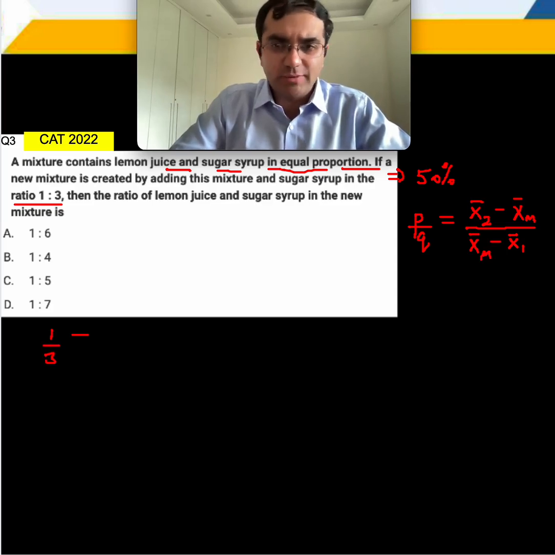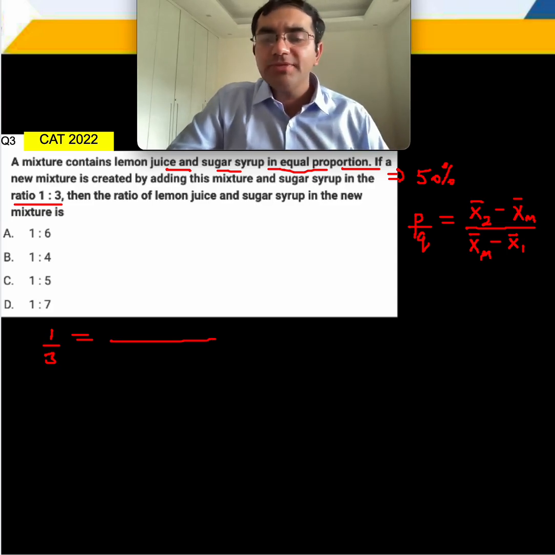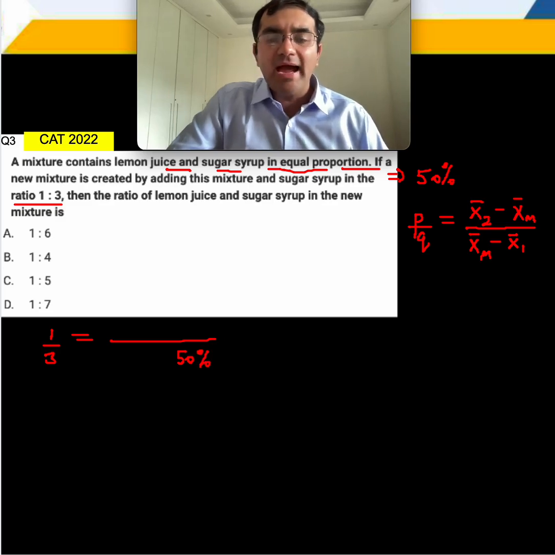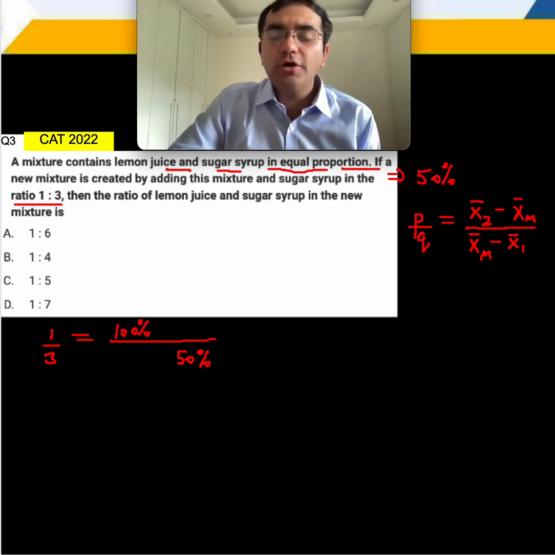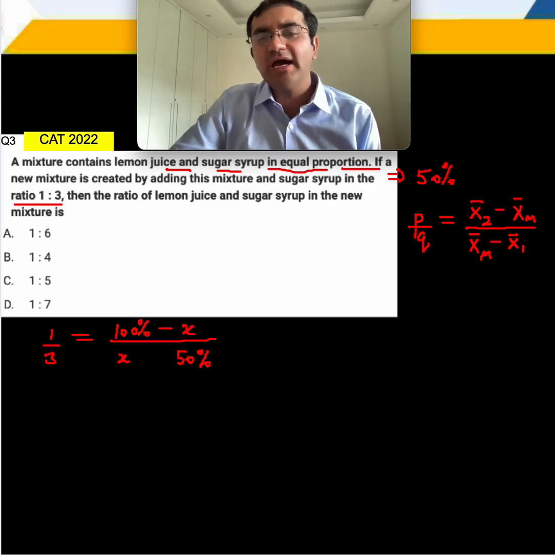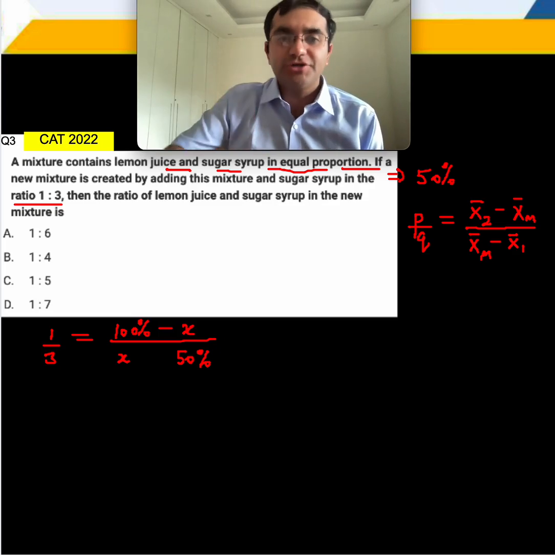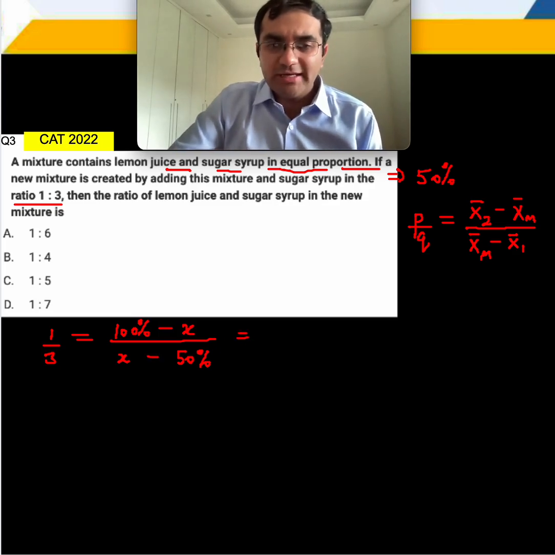Ratio of mixing is 1/3 is equal to the first mixture has concentration of 50%, so that will come last, that's x1 bar. And sugar syrup is the second mixture, that is completely sugar, so that's 100% sugar. And the overall new mixture that has been made, let its average value be x. Average value means the concentration of sugar. So quickly let's solve for x. Cross multiply.